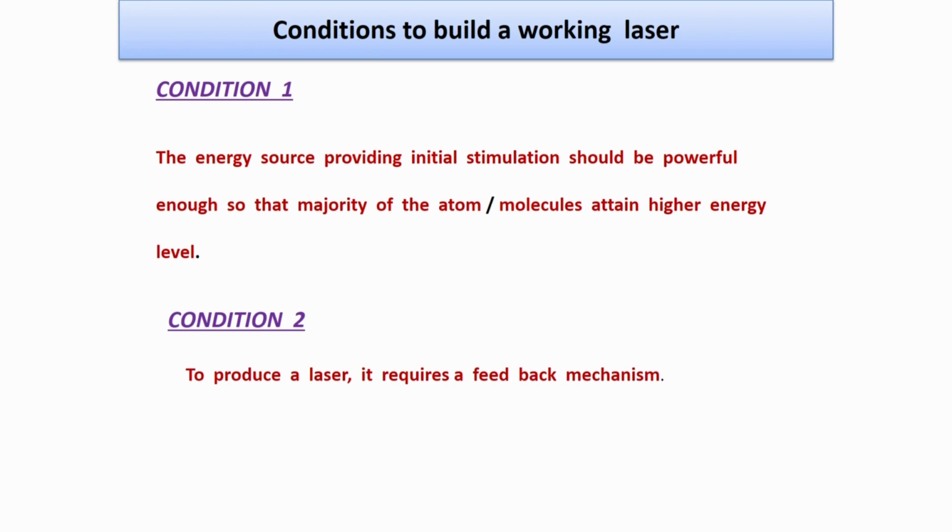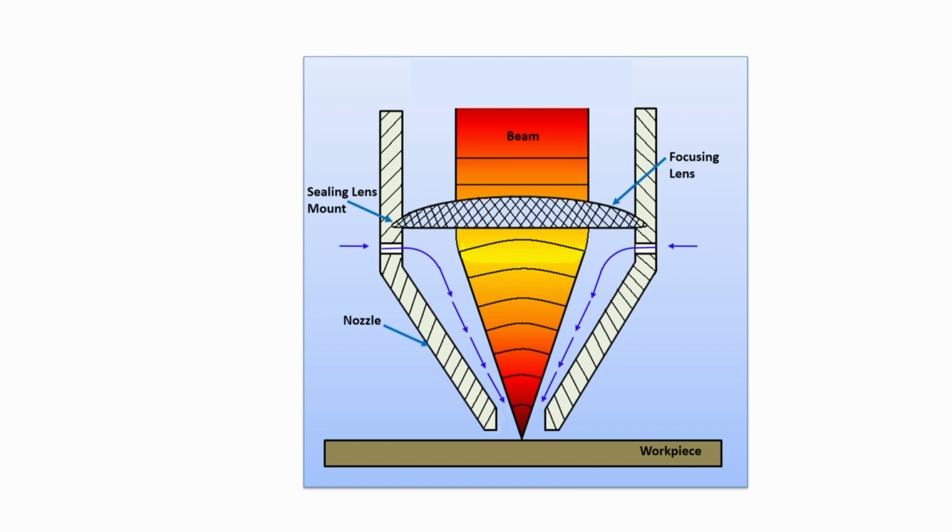This feedback mechanism we shall discuss in later slides. Now we can see here, this is the laser beam. A series of photons are coming from the lasing medium as atoms go from the higher energy level to the lower energy level. So these photons are generated, and they are focused by using a simple lens.